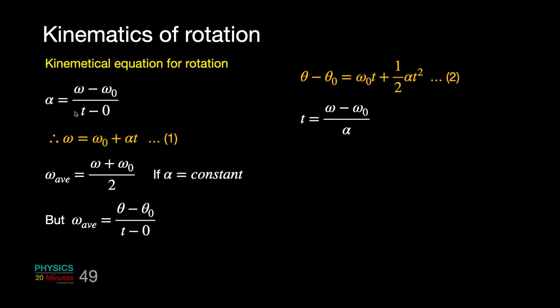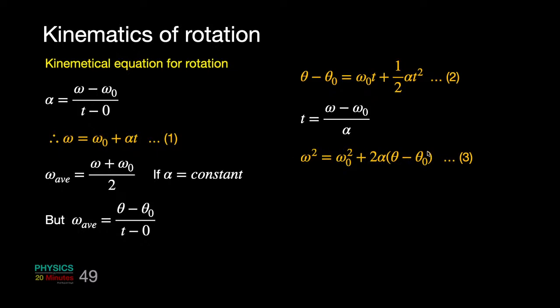Now I can take the first equation and write it in terms of time. So time is equal to omega minus omega 0 upon alpha. Then use this time equation in equation 2. So you eliminate time altogether from your discussion, and you are left with only theta, theta 0, omega, omega 0 and alpha. When you solve it, you get your third kinematical equation: final angular velocity, omega square is equal to omega 0 square plus 2 alpha times theta minus theta 0.